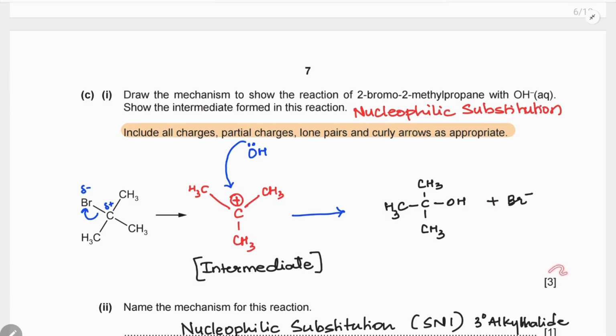For this reason, you will get 3 marks. Curly arrow, include all the charges. That means these charges also you have to add. Partial charges also we have to add. Lone pairs of nucleophile, curly arrows as appropriate. Okay.